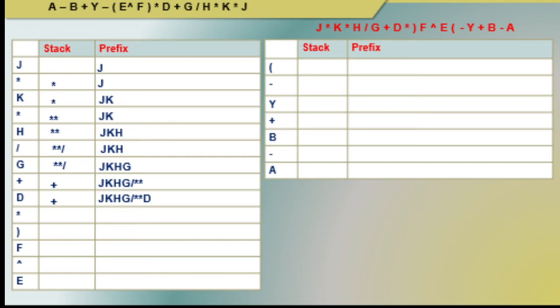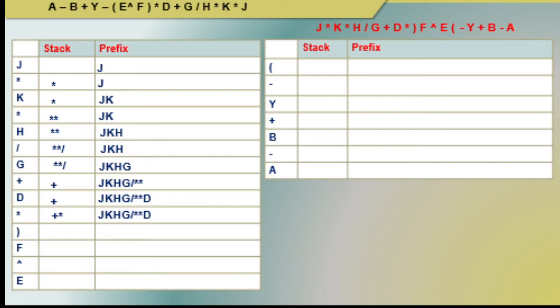And then the next one is a multiplication operator. So the incoming operator is multiplication, the top of the stack is addition operator. The incoming operator has higher priority than the top of the stack, so according to our rule, we must push the incoming operator on the stack. So the contents now of the stack are addition and multiplication operator. And our output is still J, K, H, G, division operator, our two multiplication operators, and the D operand.